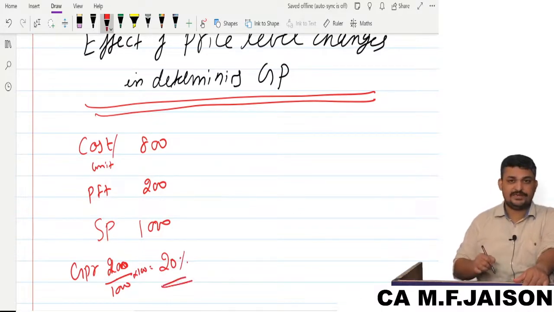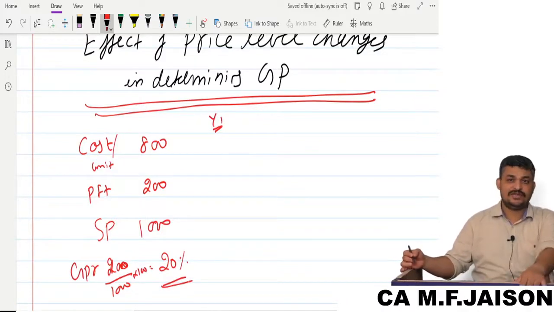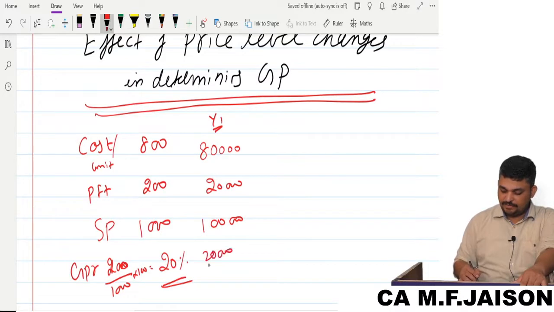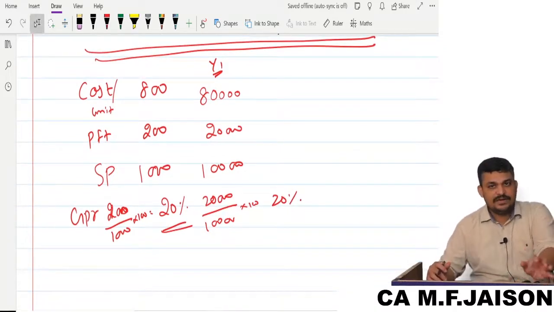Now this is per unit. Suppose, my dear friends, in year number 1, I did this business for 100 units. 100 units purchase then is 80,000. Then selling price will be how much? It will be 1 lakh. Profit will be 20,000. So when you take the margin, 20,000 divided by 1 lakh into 100, it will be 20%. So the point I am making is that GPR doesn't change with quantity.